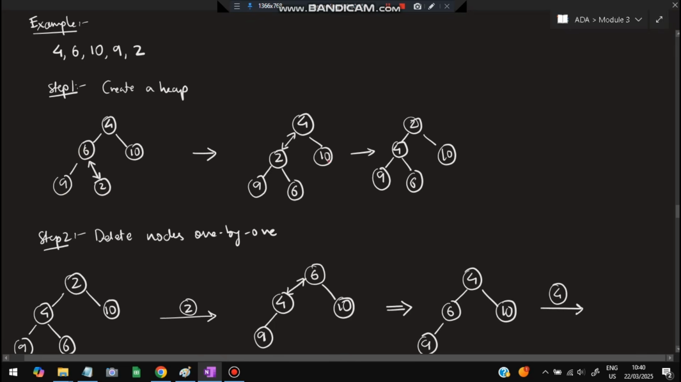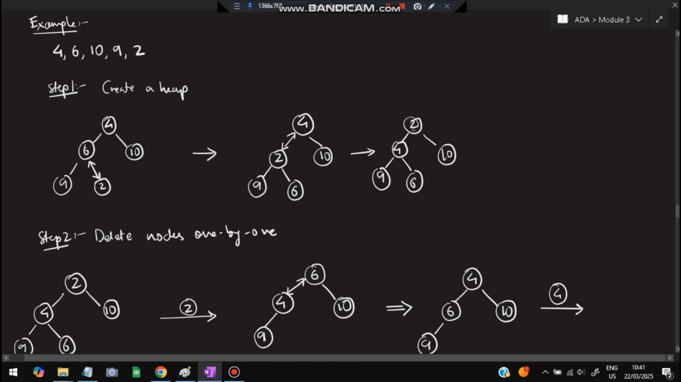Next, again 2 and 10 are here and 4 is here. Is the parent lesser than the child? No, the child is lesser, so this has to be exchanged. When we exchange these two, 4 comes here and 2 comes here. This is what you need to do in the first step, where you create a heap in the min heap order, because you want ascending order. If you wanted descending order, you would have compared which one is greater, as we had done in the previous case.